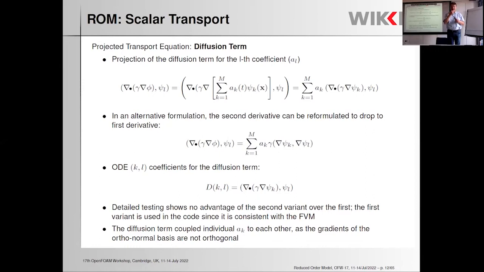So in the finite elements, what they do is they apply the Gauss-Green theorem to knock out one order of the gradient and then have a product of the gradient. But I choose not to do that. Because basically what I'm doing is the residual of how badly my psi_k satisfies the diffusion term. And I can do that really well with the finite volume. Just do fvc::laplacian gamma times psi_k and multiply by psi_l.